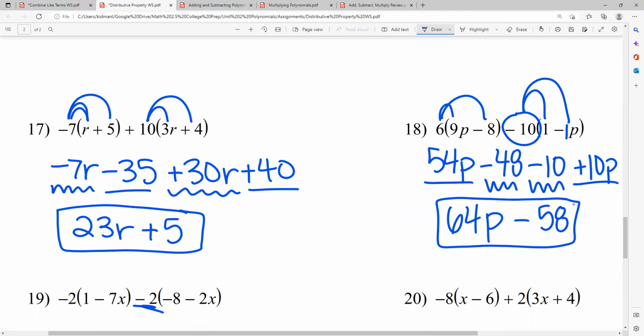So that's how we can use the distributive property. It allows us to expand things out and then combine terms together. So you can see how this 23r plus 5 looks way simpler than what we started with. And that's the purpose of it.